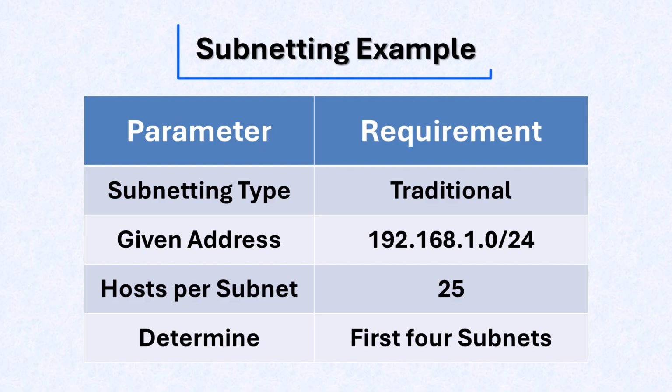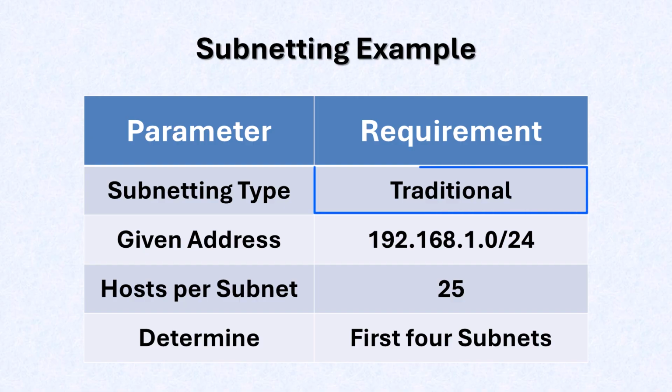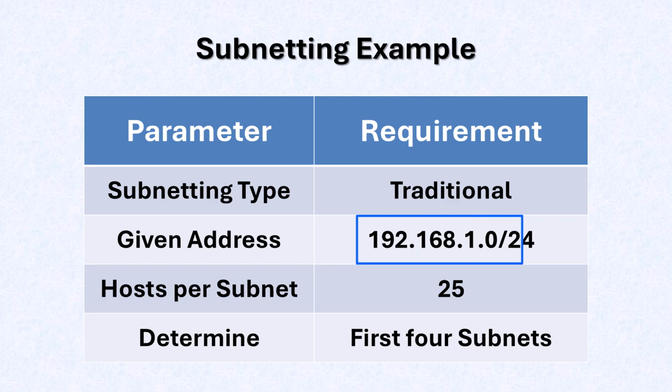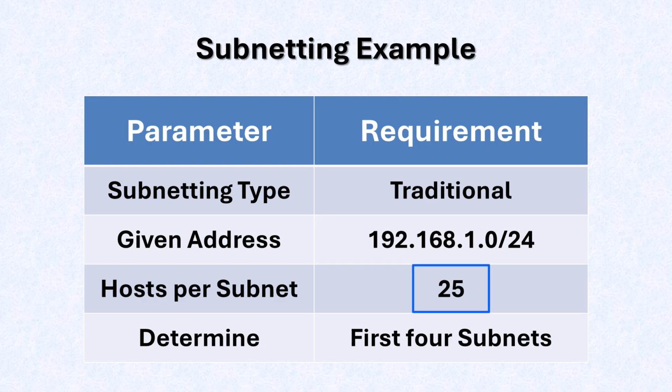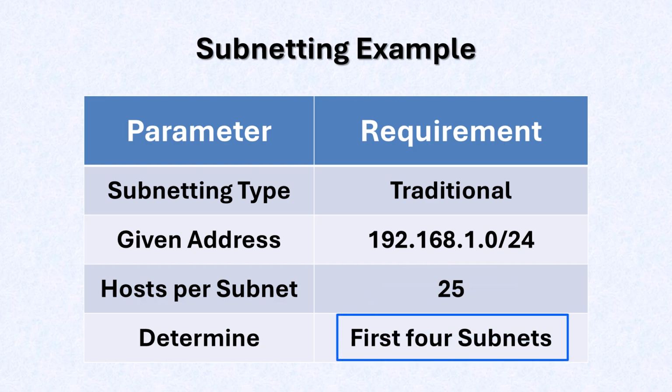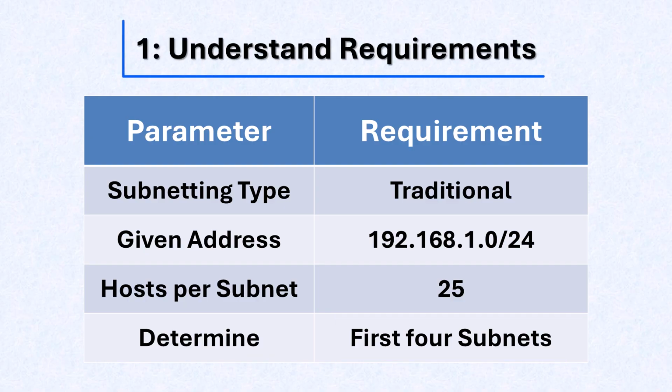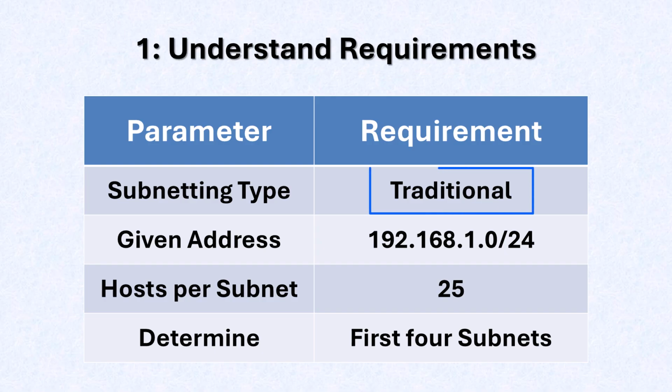Let's look at a traditional subnetting example based on the number of hosts. Use traditional subnetting to subnet the address 192.168.1.0/24 based on the number of hosts per subnet. Each subnet should have 25 hosts. Determine the first 4 subnets. Step 1 is to understand the requirements. Focus on the type of subnetting, traditional, and based on the number of hosts per subnet, 25.